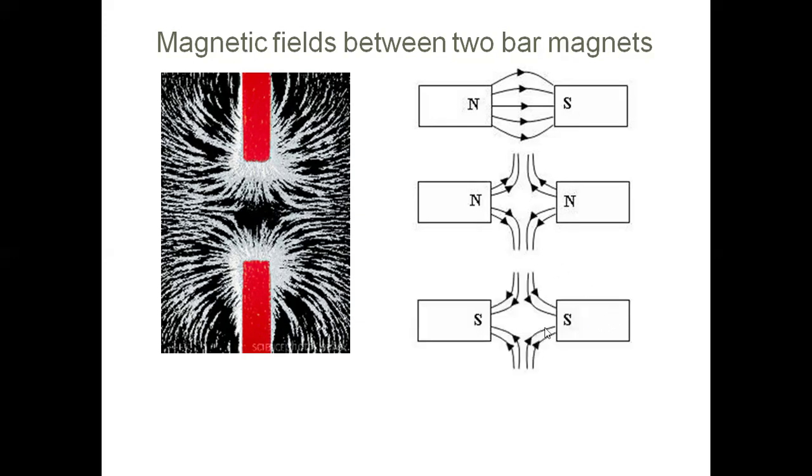In the same way, with two south poles also, the fields are entering because they are coming from the north poles. In between we have a null point again. So the direction of magnetic field lines indicates the force on a north pole.